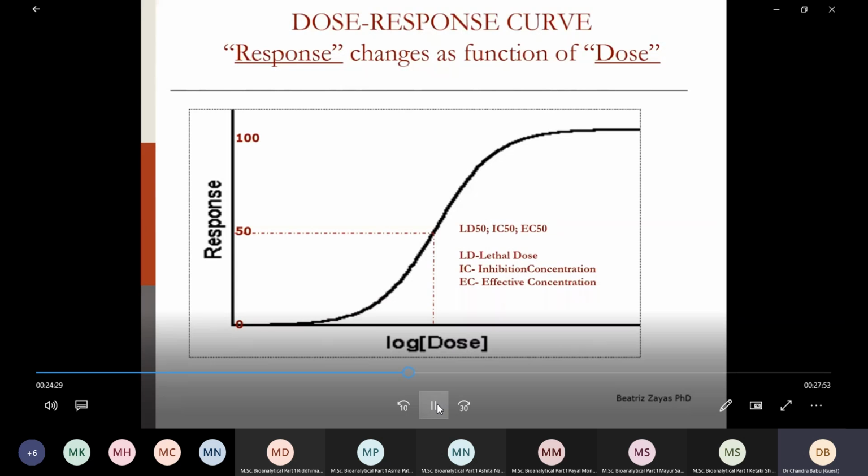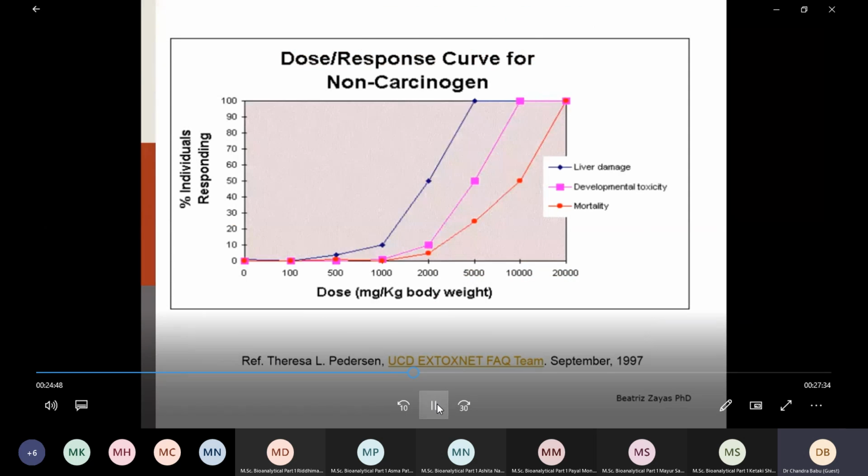An example would be if you're identifying some kind of substance that helps hair growth. The effective concentration will be the dose at which you start to see hair grow. So you could use any of these and represent it in a dose response curve. Let's go more specifically and give you some examples.